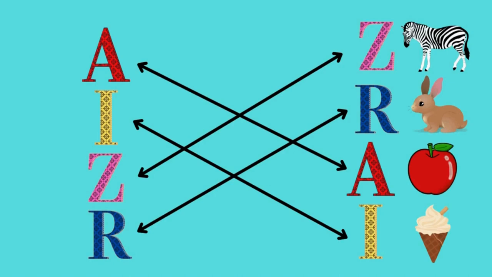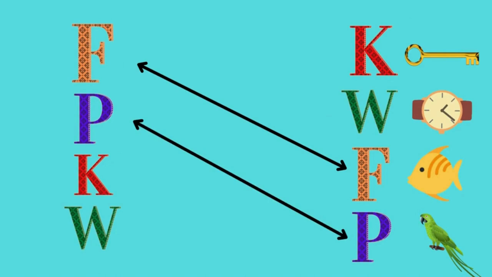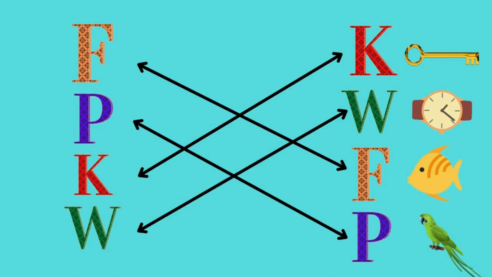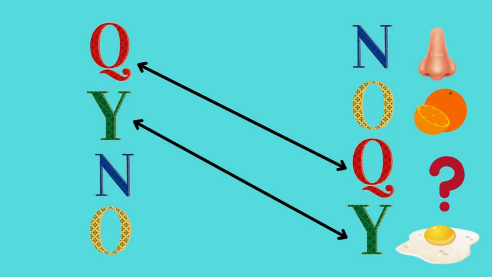Yes, it's done. F, F is for fish. P, P is for parrot. K, K is for key. W, W is for, yes, watch. W is for watch. Q. Q is for question. Y. Y is for yolk. Yes, yolk. N. N is for nose.